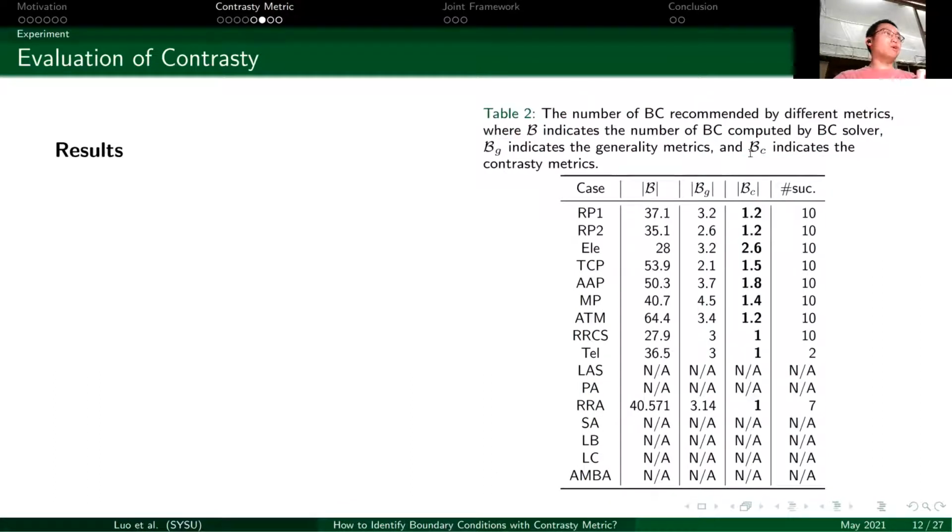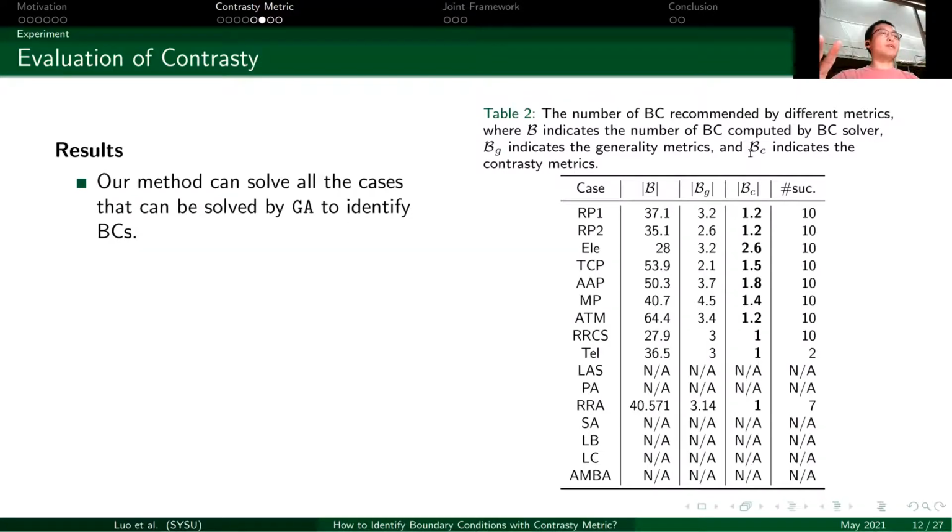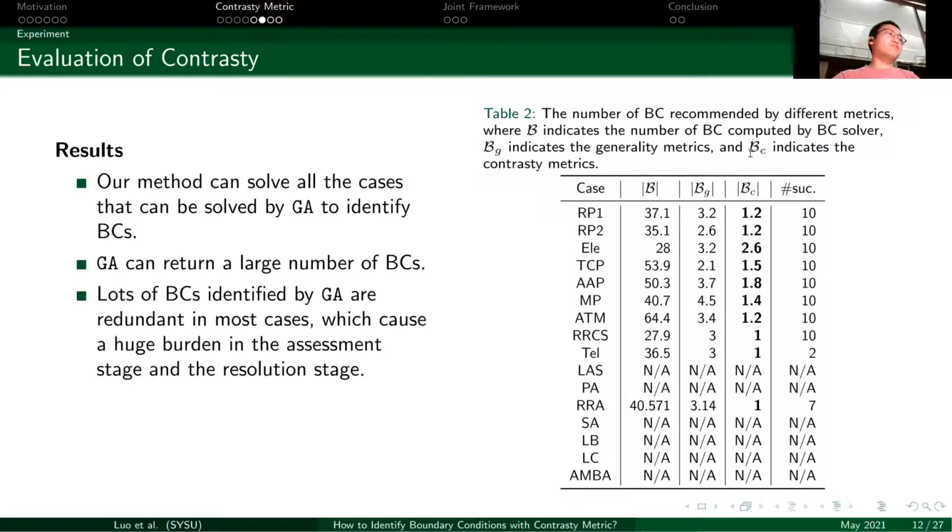Table 2 shows the results about the number of BCs recommended by different metrics. Overall, our method can solve all the cases that can be solved by BC server. From the second column, it confirms that the existing BC server can return a large number of BCs. The decrease in BC size from the second column to the fourth column illustrates that a lot of BCs identified by BC server are redundant in most cases.